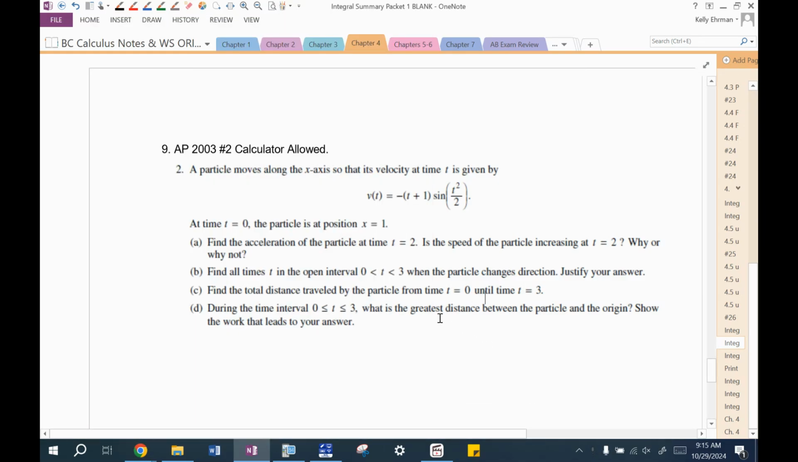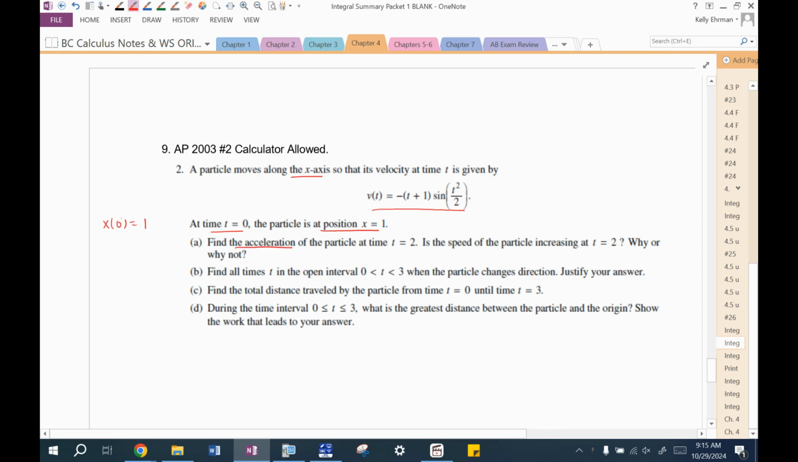All right, this is the last page of the first packet. This is page 6. This is from the 2003 test. It's number 2, calculator is allowed. A particle moves along the x-axis so that its velocity at any time is given by this equation. At time 0, the particle's position is x equals 1. So I'm going to rewrite that as x of 0 equals 1.